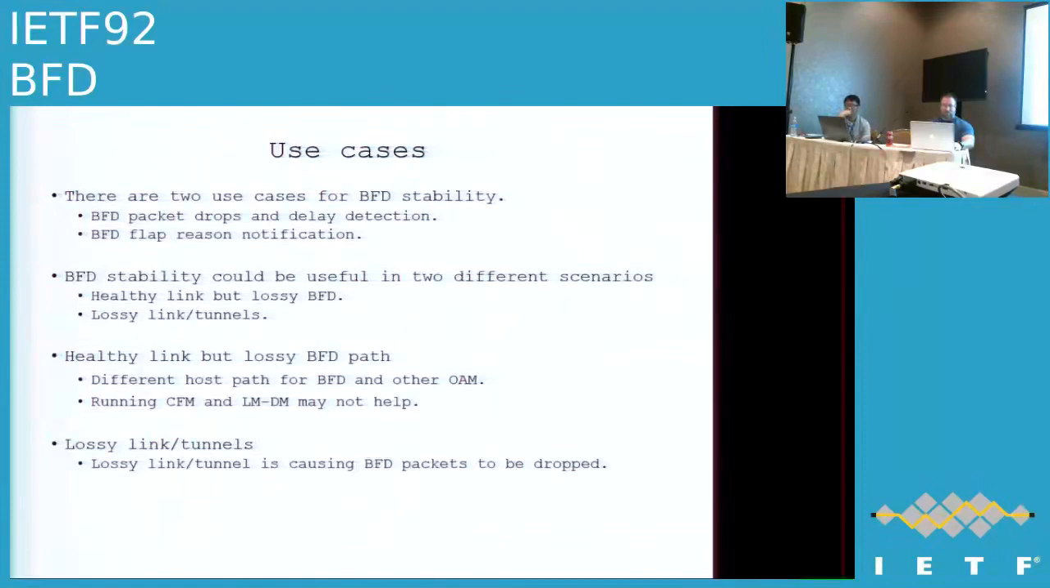The second scenario is that the link itself is faulty, and you might want to detect it if there is no CFM or LMDM or any other link loss measurement already running, and BFD is indicating that there is a loss. You might want to use that as a trigger and run the heavyweight protocols to detect loss or delay, right.